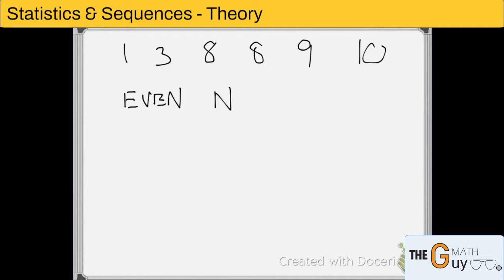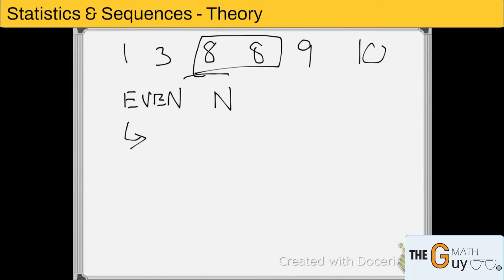But what if there are an even number of terms? Let's say 1, 3, 8, 8, 9, 10. Okay, I've taken a bad example, it's quite evident already, but in the case of an even number of terms, so when n is even, the median is basically the average of the center 2 terms. Okay, so let's keep it easy. It's the average of the center 2 terms.